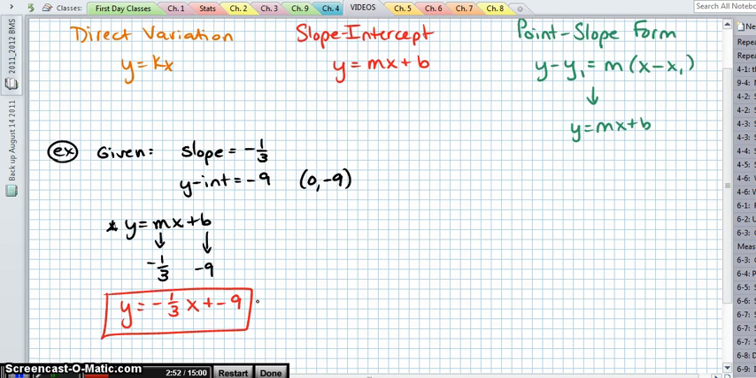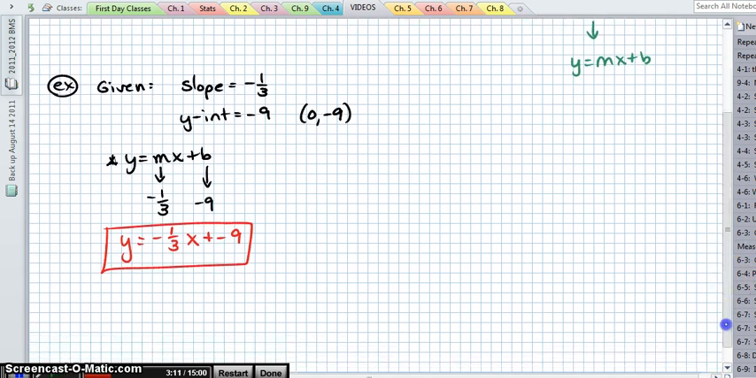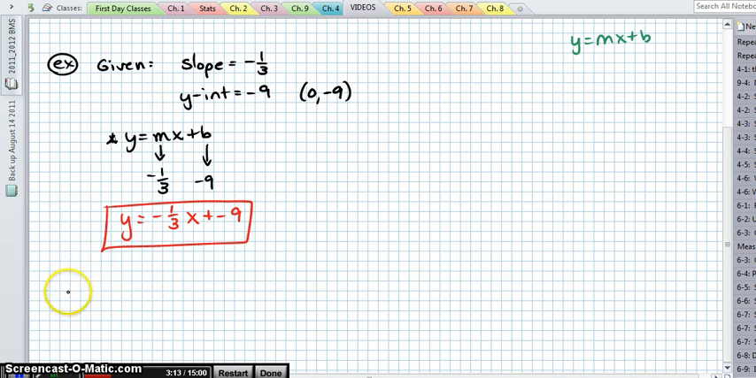If we wanted to graph this line, we could start with that y-intercept of -9, graph that point, and then with this slope of negative 1/3, we could move down 1 to the right 3, down 1 to the right 3, down 1 to the right 3, and so on and so forth. Let's go ahead and figure out how we can write an equation from a graph. So let's say we are writing an equation from a graph. And all of our graphs will be lines.